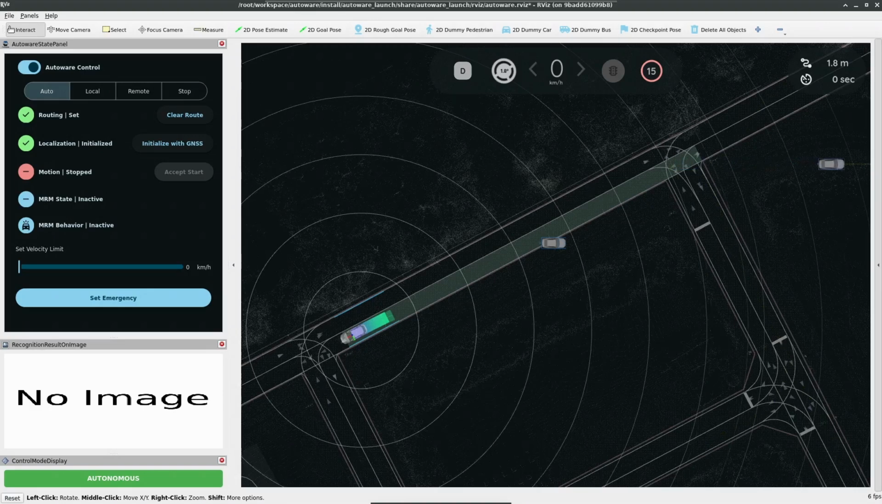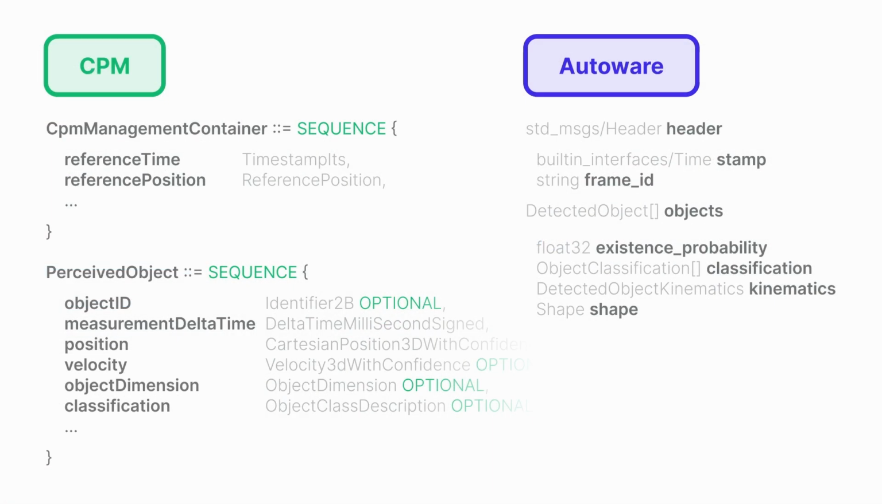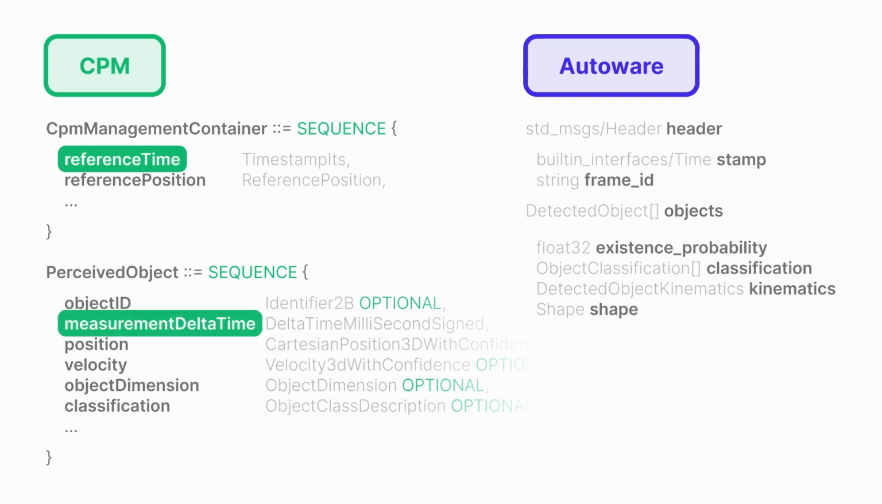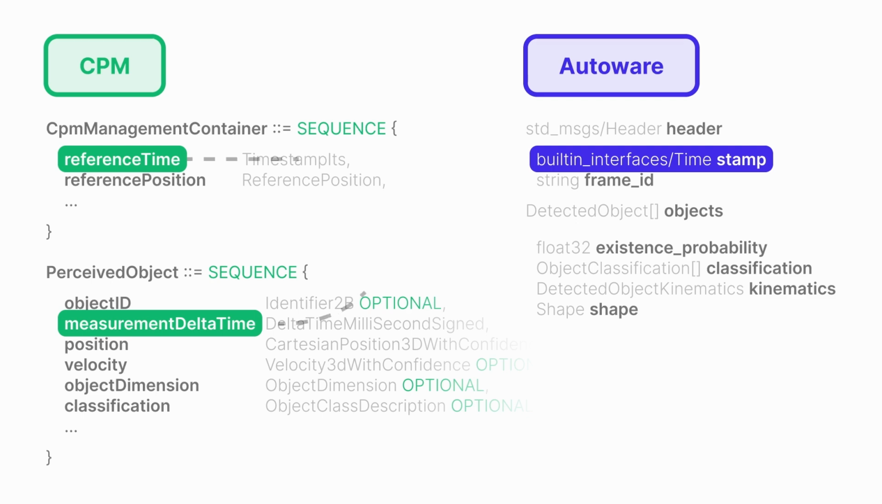When the node receives a CPM, it uses dead reckoning to estimate each object's position at the message's reference time using its reported velocity and measurement delta. This is necessary because unlike CPMs, which carry both a global reference time and a per-object measurement delta, the output message the tracker expects only contains a single timestamp.